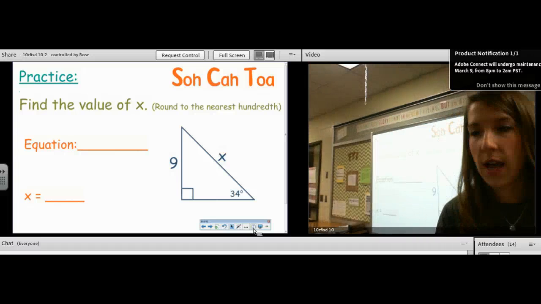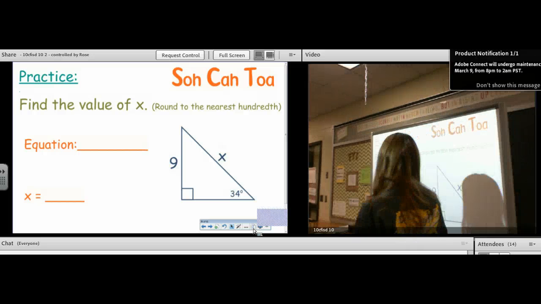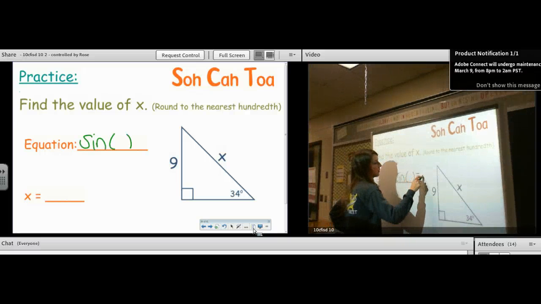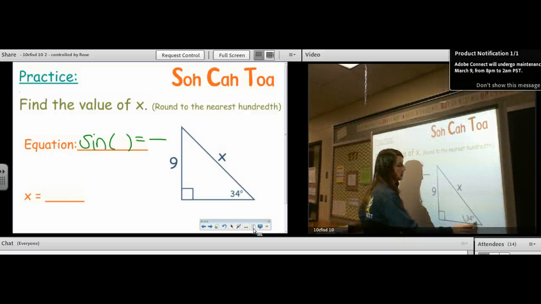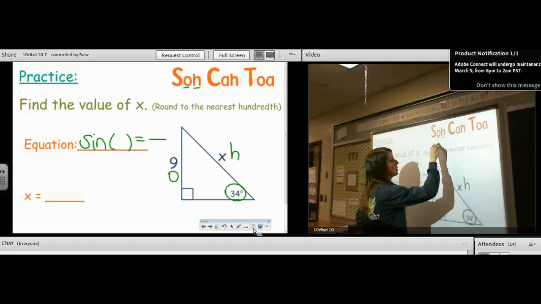Albert, sine, cosine, or tan? Yes, very good. Sine, very good. Sine is the winner. Why is sine the winner? Sine is the winner because this is the hypotenuse, and this one's opposite, so O and H. Check and check.